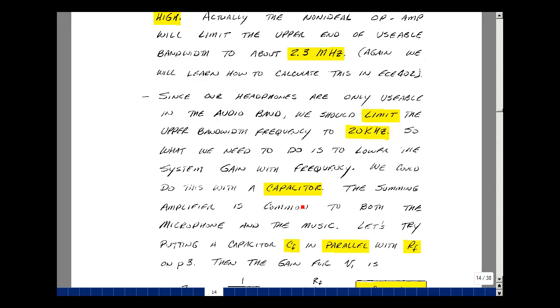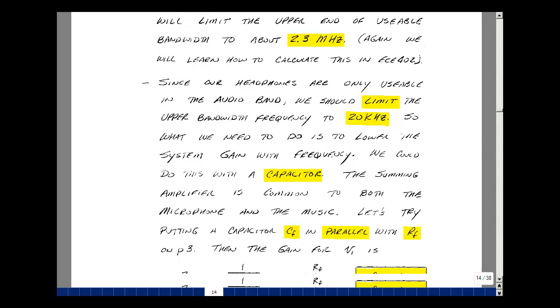One way we could do that is with a capacitor because its impedance decreases as frequency increases. If we put this in parallel with the resistor R sub F, as the frequency goes up, that parallel combination's impedance will go down. What I want to do is pick the value of C sub F so that my 3 dB point would be equal to 20 kilohertz.